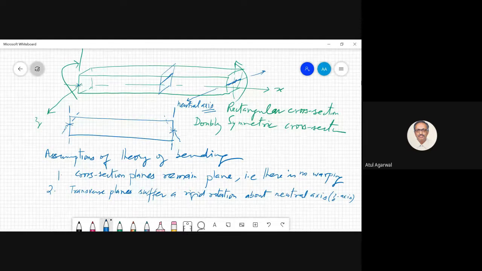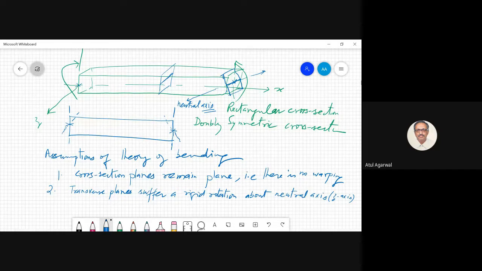So every cross section has an axis. So this is a neutral axis. And you see, the neutral axis is parallel to the Z axis. So this part of the cross section will become like this. And this part of the cross section will be here. So this is the way your cross section will look like. It is going to suffer a rigid rotation.